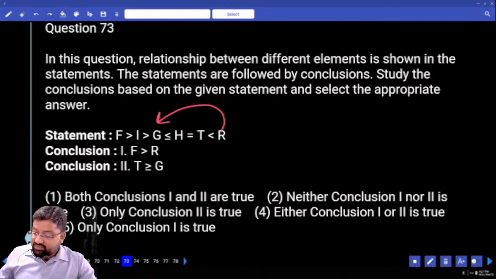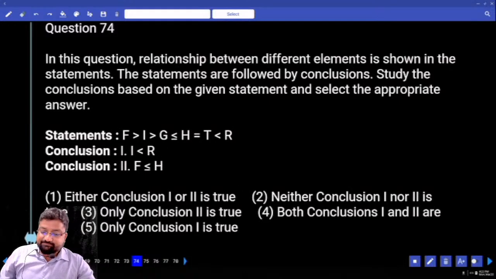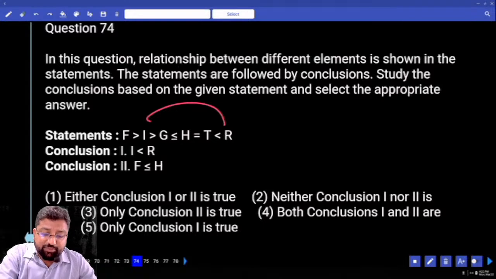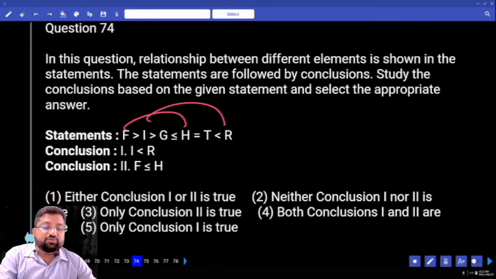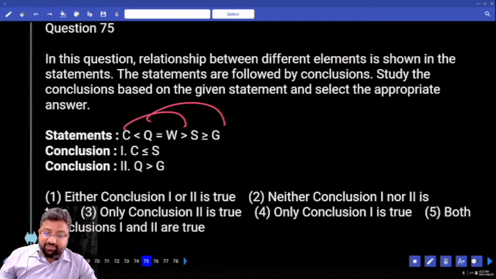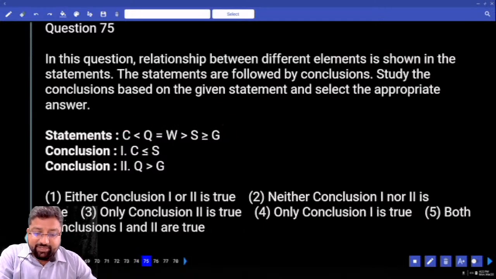This is important. Next, 74. What's this? I and R, what's the problem? Opposite symbols, cannot be determined. F and H also opposite symbols, cannot be determined. These are the shortcuts that you should employ to get the answer.